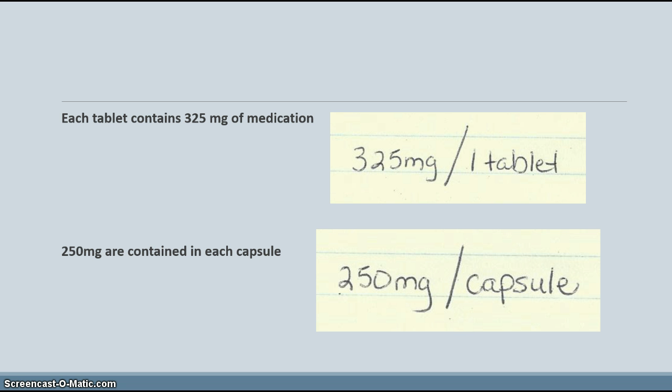And these are example problems as well. So each tablet contains 325 milligrams of medication. You have 325 milligrams per 1 tablet. That's how that can be read. You also have 250 milligrams contained in each capsule. So that can be read 250 milligrams per capsule, and you can write them. You should practice these and write them in ratio form.